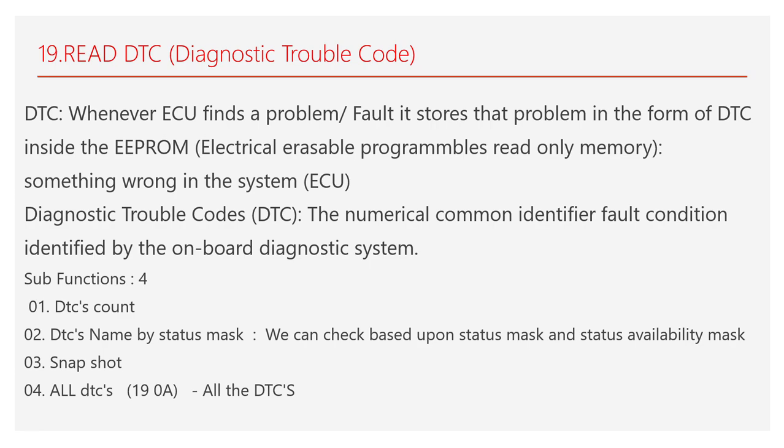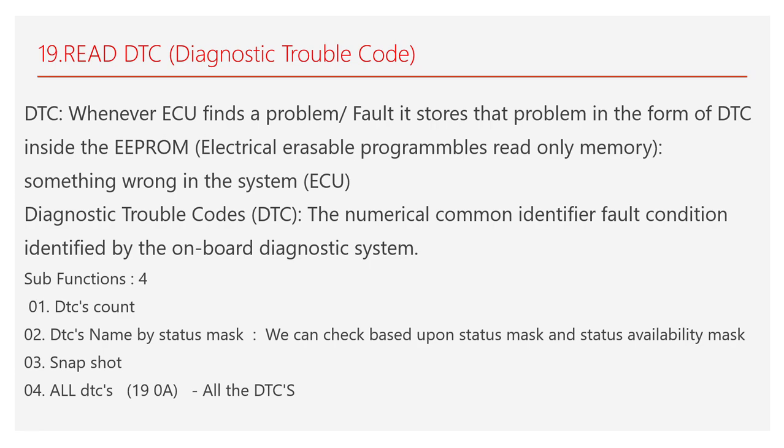The second sub function gives the name and status. For example, you give four test cases, but only two pass and two fail. It gives the test case name and the status of the test case. In the same way, it gives the name of the DTC and the status of the DTC, based on the status mask, and the status availability mask will be returned.